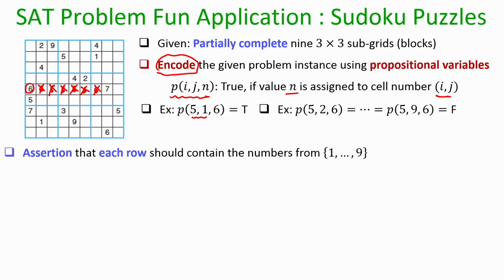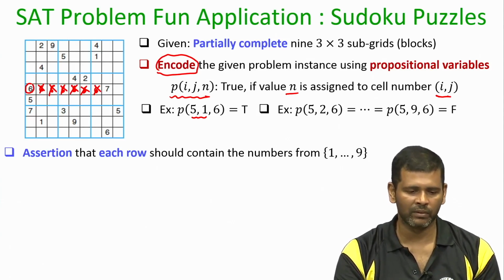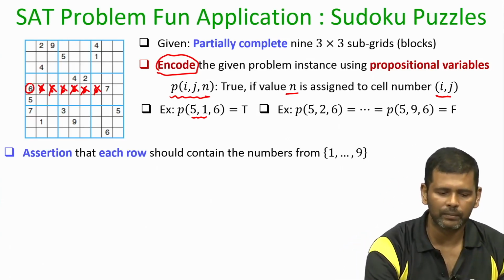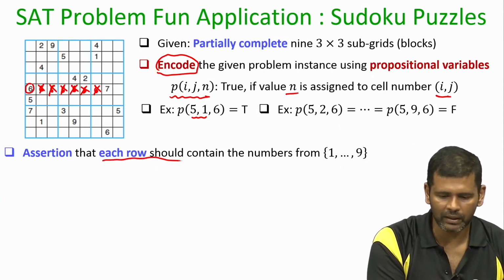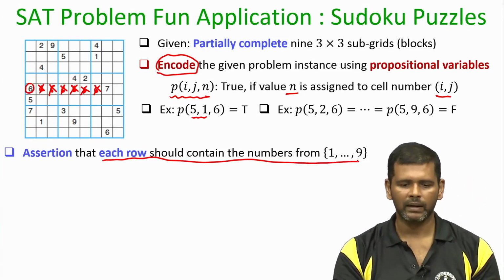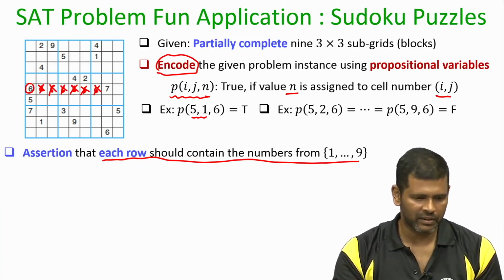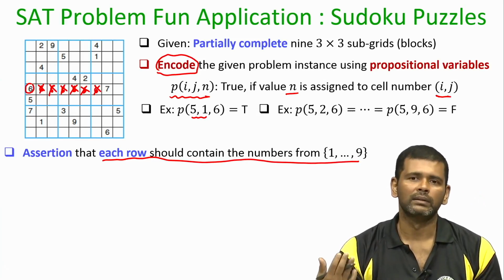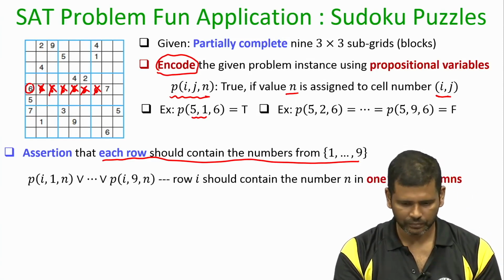So, now remember, a solution for the Sudoku puzzle has to satisfy 3 conditions, namely each of the values 1 to 9 should occur exactly once in each of the rows, each of the values 1 to 9 should occur exactly once in each of the columns, and so on. Okay. So, let me try to encode the assertion that each row should contain the numbers from 1 to 9, and I want to represent this condition, this restriction, by a compound proposition using the propositional variables that I have introduced here. Okay.